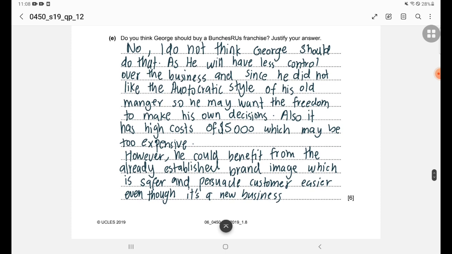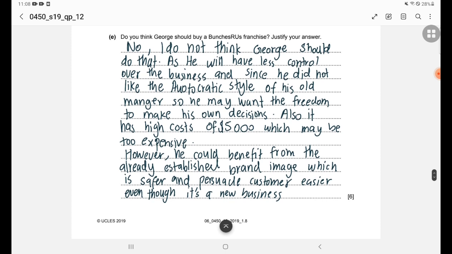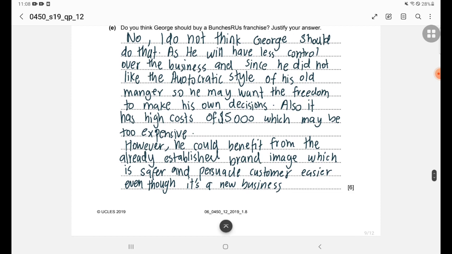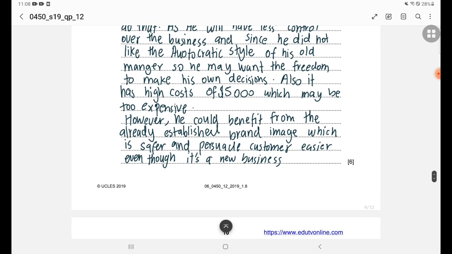Now we're gonna talk about the good things of wanting to buy a franchise. So he could benefit from the already established brand. That's maybe one reason that you can say. A brand image which is safer and persuade customer easier even though it's a new business. You can say that. You can also talk about that he will get help offered from the franchisor or training or support, stuff like that.